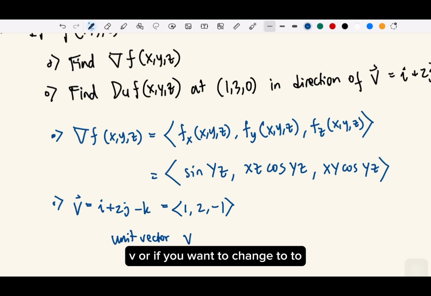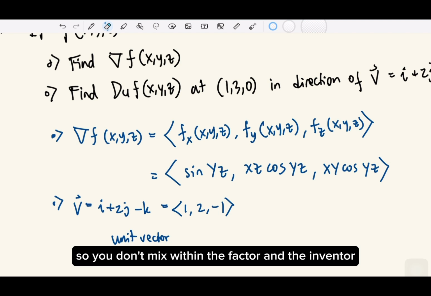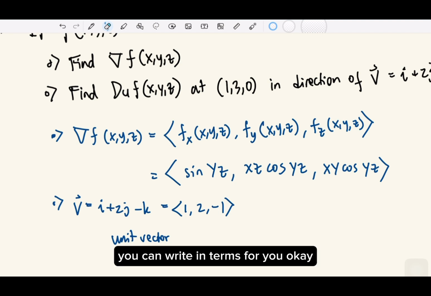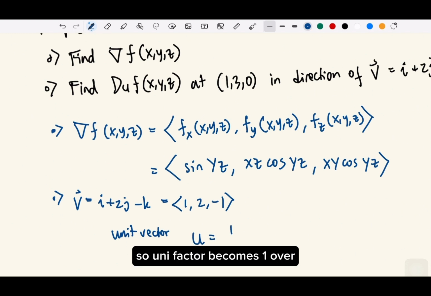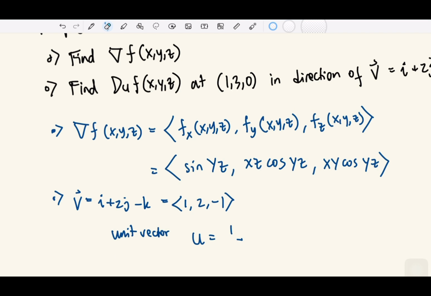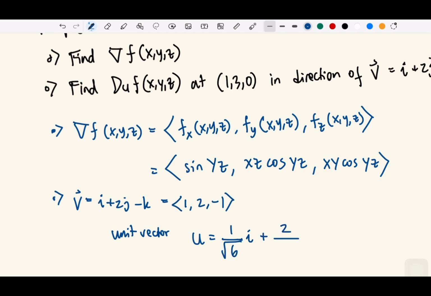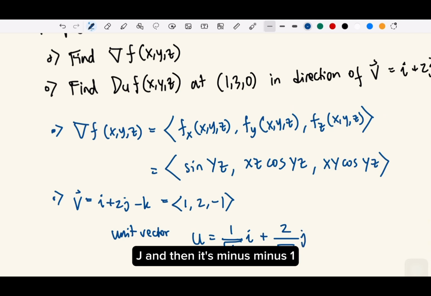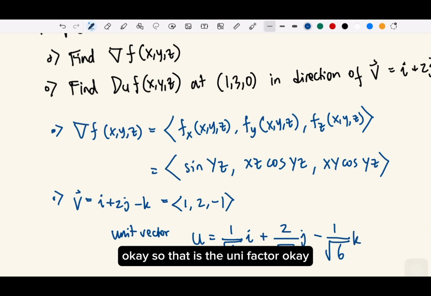If you want to make your notes better, so you don't mix up your vector and unit vector, you can write the unit vector in terms of u. So the unit vector becomes 1 over the square root of 1 plus 4 plus 1, so it's the square root of 6, the magnitude of the vector itself, times i plus 2j minus k. So that is the unit vector.